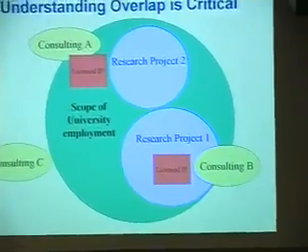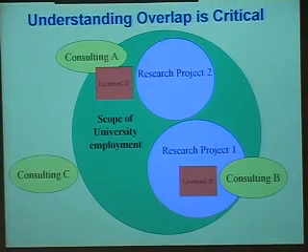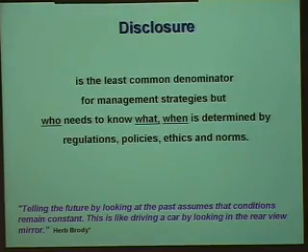If you look at that from the overlapping standpoint, the more of these squares, circles and ovals that overlap, the more complex the management plan is going to have to be in order for the university to be satisfied that none of the bias is going to be prompted by having any of these relationships in place. So disclosure really is the least common denominator for basic management strategies. But then the conflict of interest committees look at who needs to know, what they need to know, and when they need to know it.